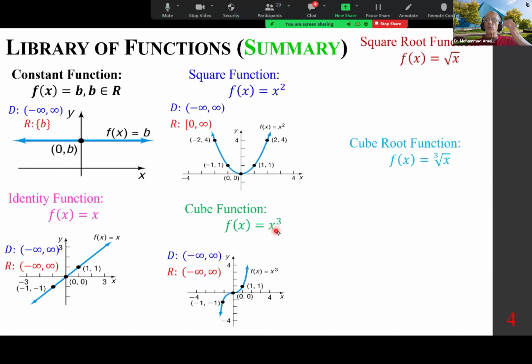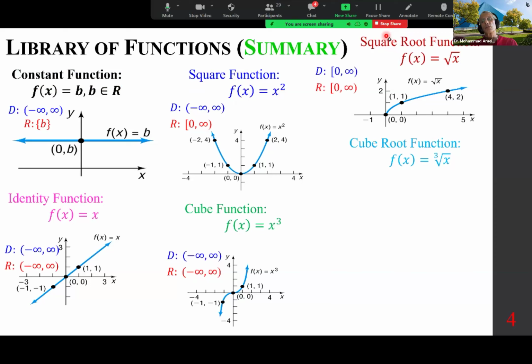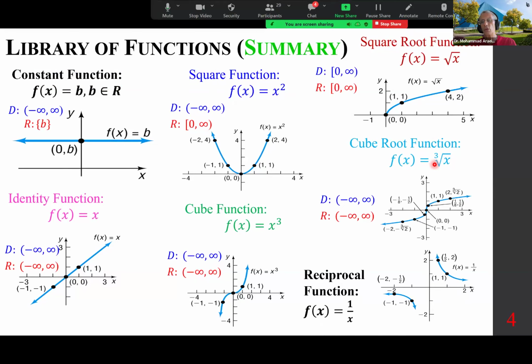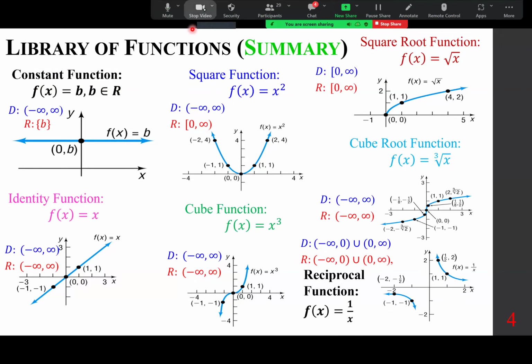When we look at the root functions, we have f of x equals square root of x. Domain and range go from 0 to infinity for x, same thing for y. So 0 to infinity, whereas cube root of x, there is no restriction. The graph looks like that, and the domain is all real numbers as well as the range. A reciprocal function is a rational function. So the domain and range, they have a restriction. 0 is not part of it. Therefore, the domain is all real numbers except 0. So is the range. And this is the interval notation to represent that. So that's the summary.